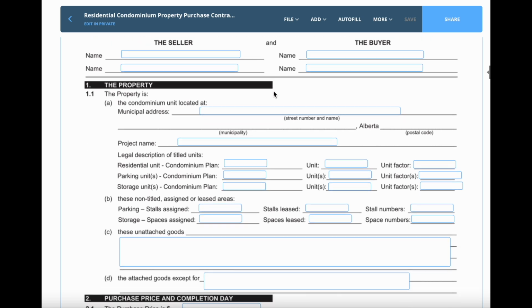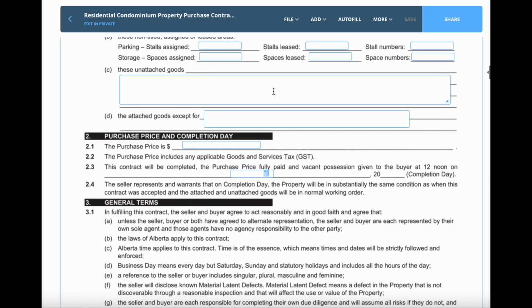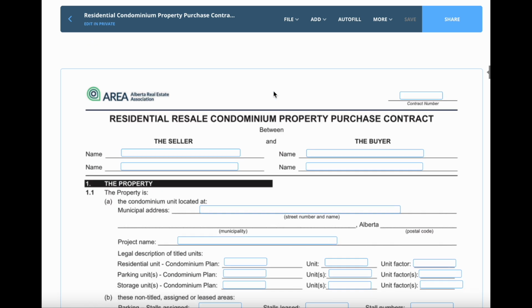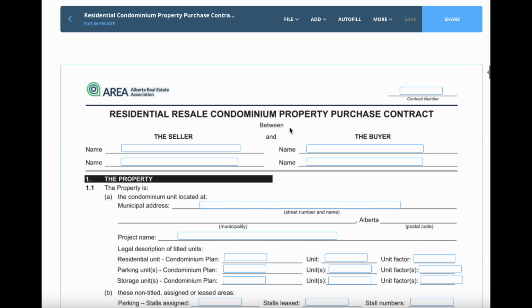If somebody sends you something else, unless it's a new build and you have a builder's contract, do not play with that. This is a legally binding document that needs to be filled out properly.